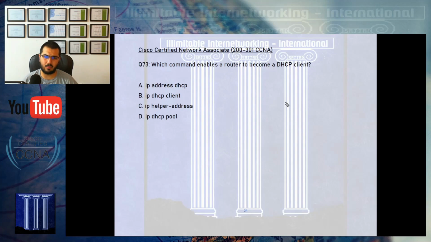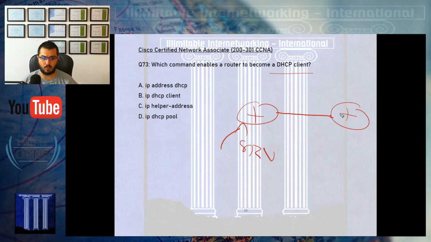For question 73, let's pick up a pen. Which command enables a router to become a DHCP client? A router can be a DHCP server giving IP addresses from a pool, but just in case this guy here is a DHCP server, SRV, with a cable connecting it to this router, and you want the router to get an IP from the server rather than assigning it statically, because you have no idea what IP addresses you can use without duplication.